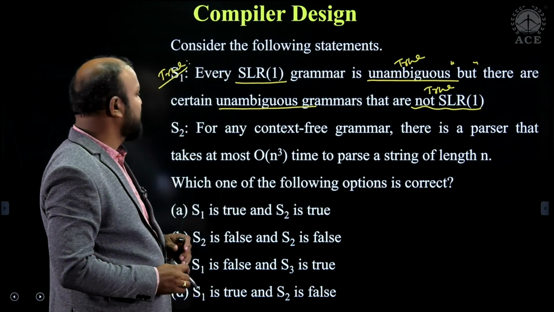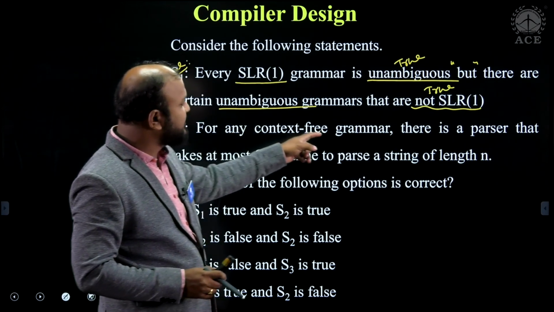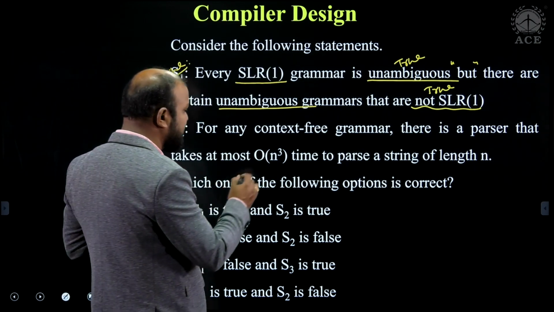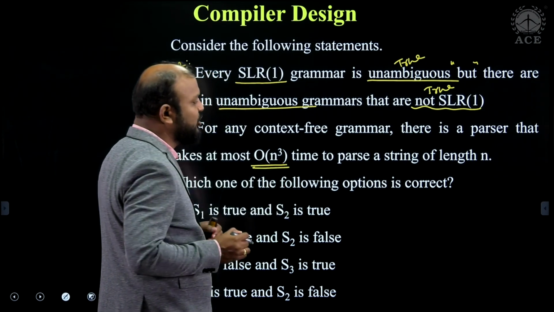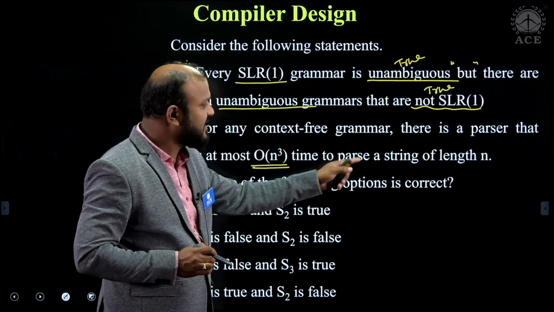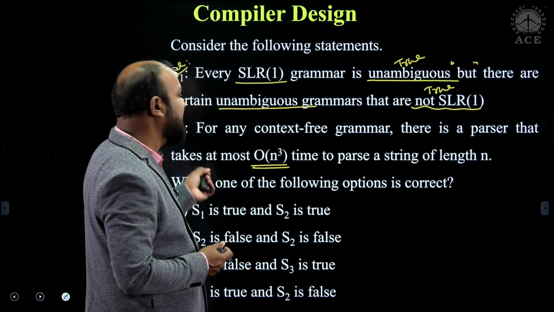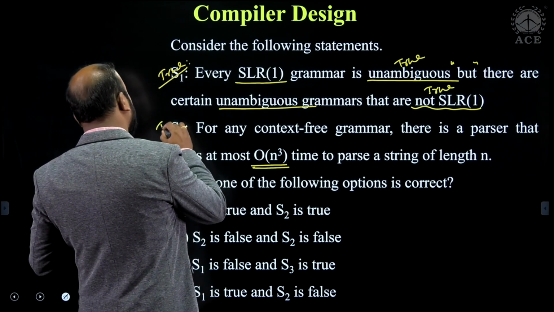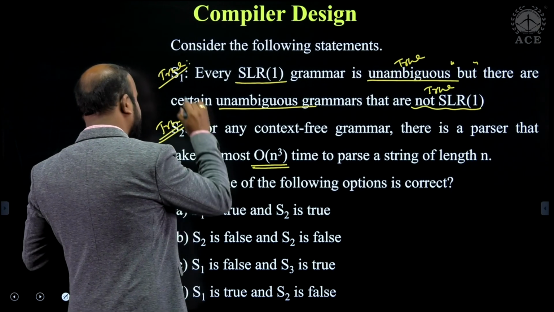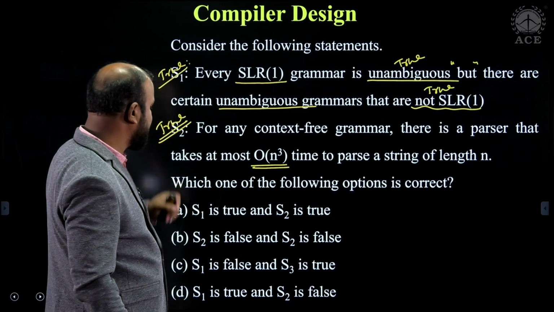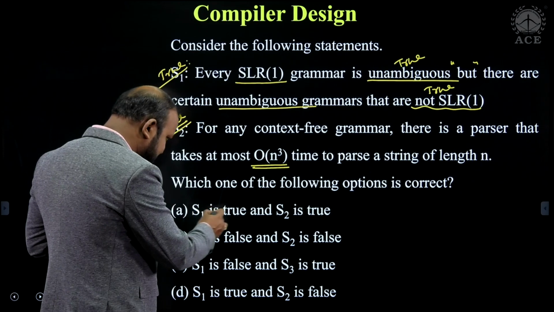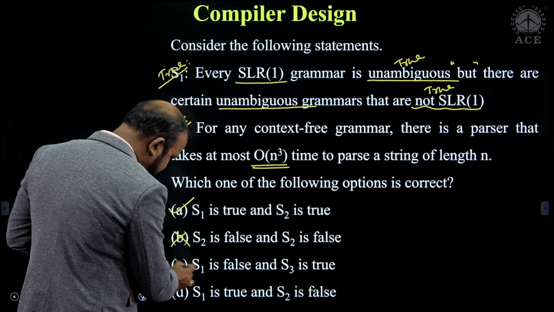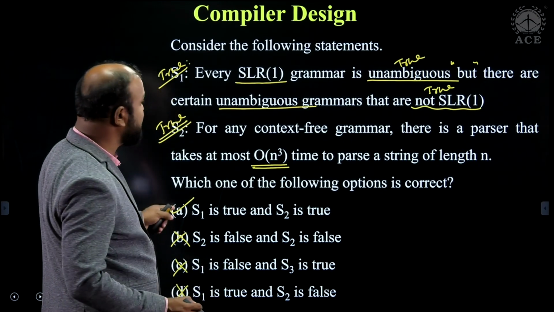Now look at statement 2. For any context-free grammar, there is a parser that takes at most big O of n cube time to parse a string of length n. This is directly a note point according to the CYK algorithm. So, statement 2 is also a true statement. It means both S1 and S2 are true. So, option A says S1 is true and S2 is true, correct, and the remaining options are incorrect. So, the answer for this question is option A.